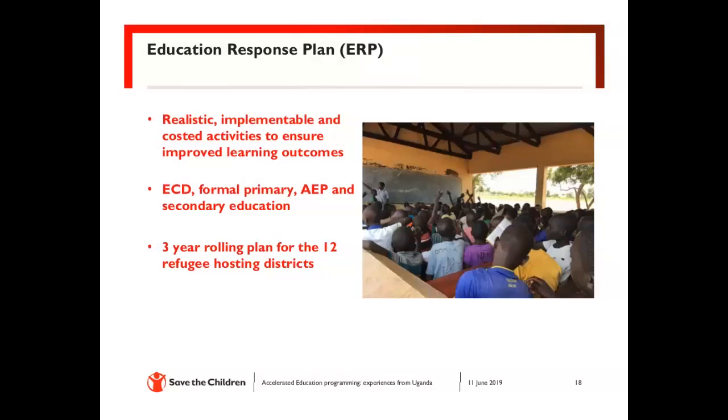The plan sets out realistic, implementable, and costed activities to ensure improved learning outcomes for the refugee and hosting community children and adolescents in the country. It includes ECD, or early childhood development, formal primary, accelerated education program, and secondary education. The plan is designed to be a 3-year rolling plan for the 12 refugee hosting districts. With each year that passes, the achievements, lessons learned, and challenges are reviewed, and additionally, a new planning cycle is added.